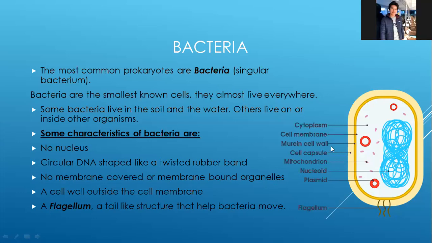Its cell wall is outside the cell membrane, yellow here, and it has a flagellum. It's a tail-like structure that helps the cell move. Like this structure, but this is a small flagellum; it's supposed to be a longer one, like threads. It helps bacteria move inside the cells or anywhere it lives.